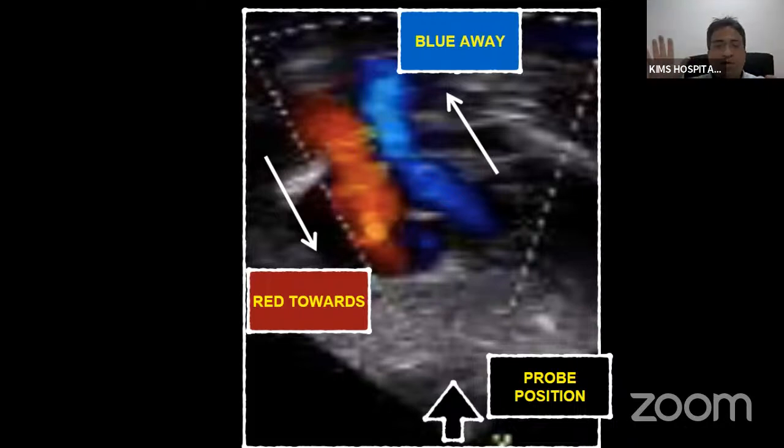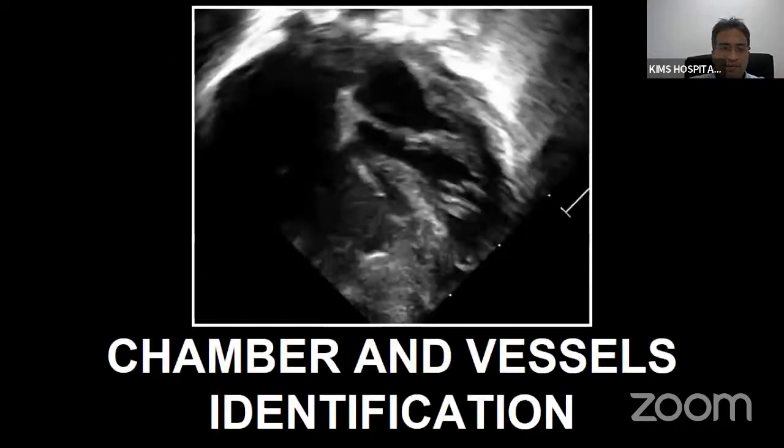So blue and red are not about oxygenated or non-oxygenated blood. That is one of the most common mistakes, and the myth is there, but it is red towards the probe and blue away from the probe. Okay, this is simple.